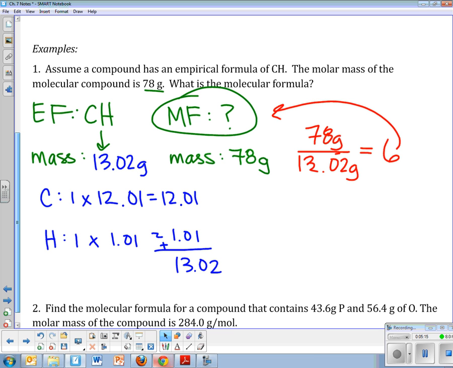So for my molecular formula, I have to take all my subscripts and multiply them by 6. Well, my subscripts for CH are 1 and 1, so I'm going to multiply them by 6. So it would be C6H6. And this is your answer.